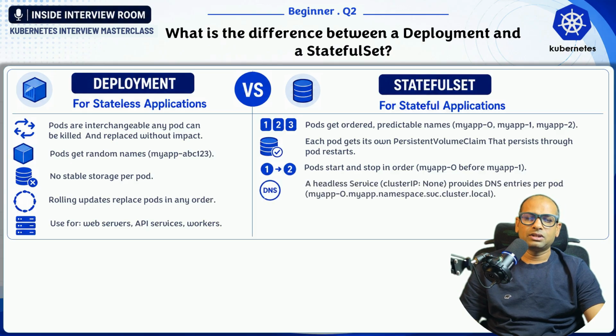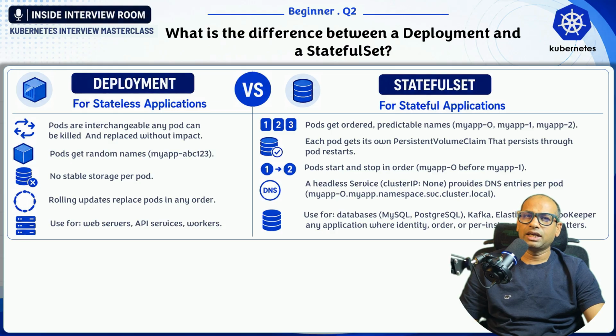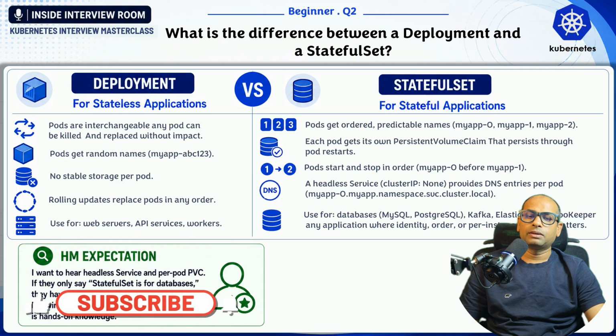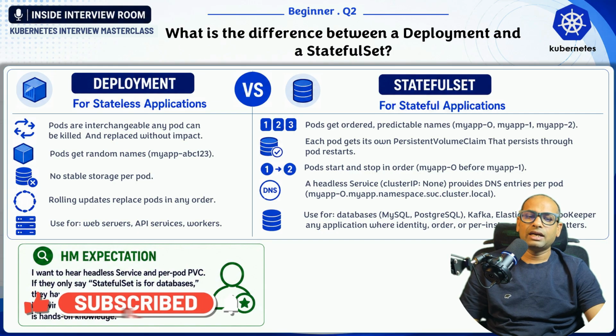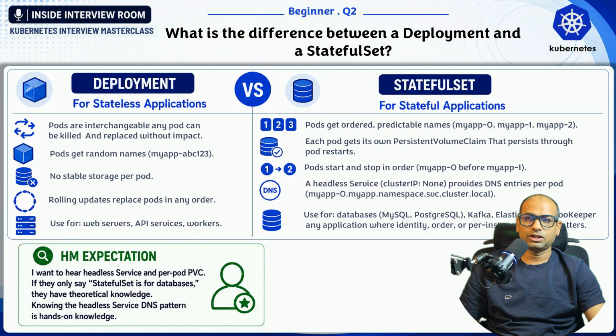A headless service, cluster IP none, provides DNS entries per pod like myapp-0.myapp.namespace.svc.cluster.local. Where can we use it? It can be used for databases like MySQL, Postgres, Mongo, etc., Kafka, Elasticsearch, Zookeeper, any application where identity, order, or per-instance storage matter.